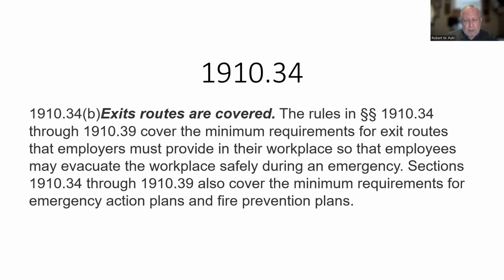The rule in section 1910.34 through 1910.39 cover the minimum requirements for exit routes that employers must provide in their workplace so that employees may evacuate the workplace safely during an emergency. Sections 1910.34 through 1910.39 also cover the minimum requirements for emergency action plans and fire prevention plans, and they're very minimum requirements too.